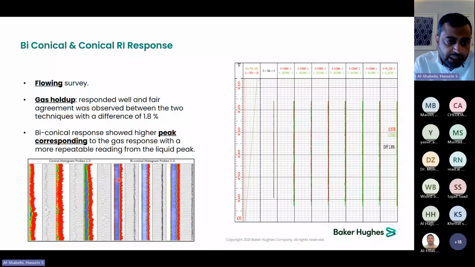But the main advantage, as you can see, the baseline for the gas is different in the conical. It is changing, while it was very consistent in the biconical sensor. And this is one of the main advantages. And this could be affecting and introducing this difference in error, 1.8% between the conical and the biconical.